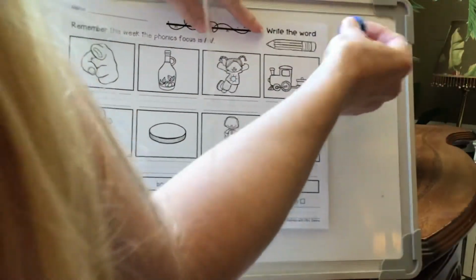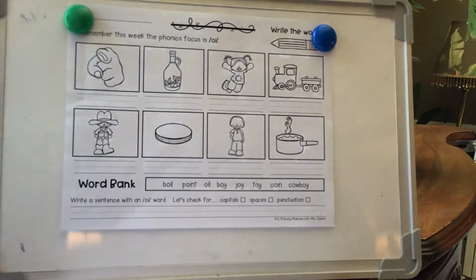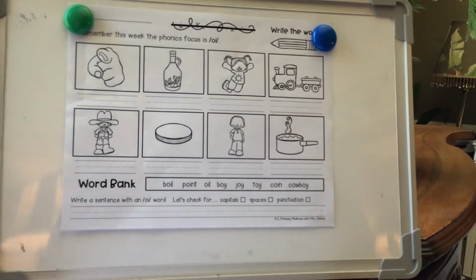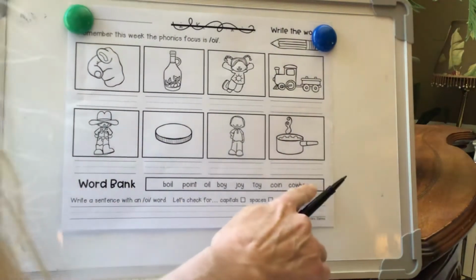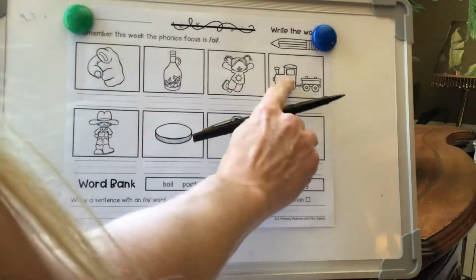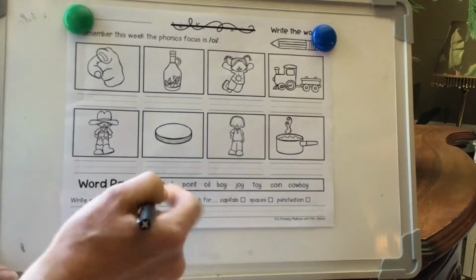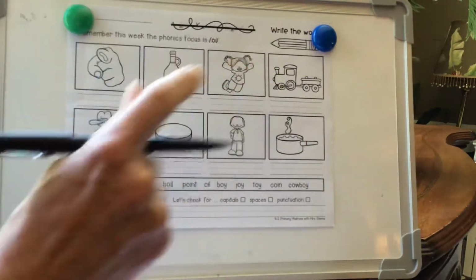Okay. Again, we're focusing on words that make the OI sound. So we have our word bank at the bottom. We have boil, point, oil, boy, joy, toy, coin, and cowboy across the bottom. So we're going to take a look at each of these. And again, you can pause the video as needed to take a look at what's there. And it's always good to cross out the words as you use them.